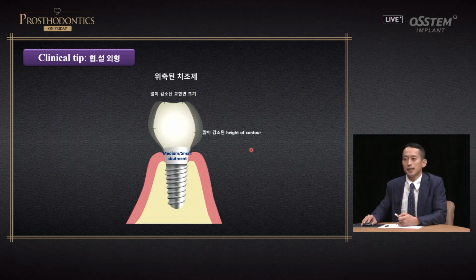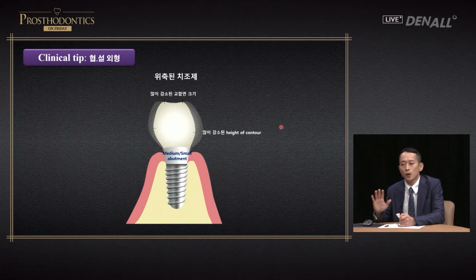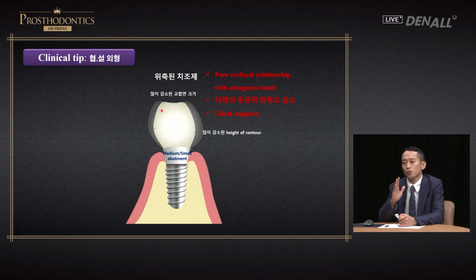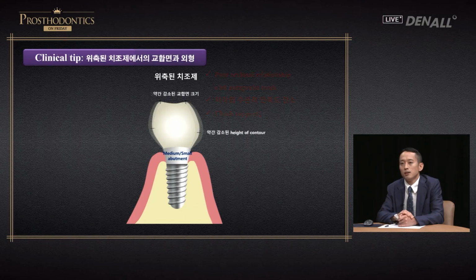In the early days of implant placement, we made the occlusal table and height of contour reduced. The food will not be impacted. However, because the occlusal table is too small, the antagonist relation is going to get worse and patient satisfaction is going to drop. Because of the reduced height of contour, the patient's sense of mastication will drop. In this case, there will be reduced cheek support as well.